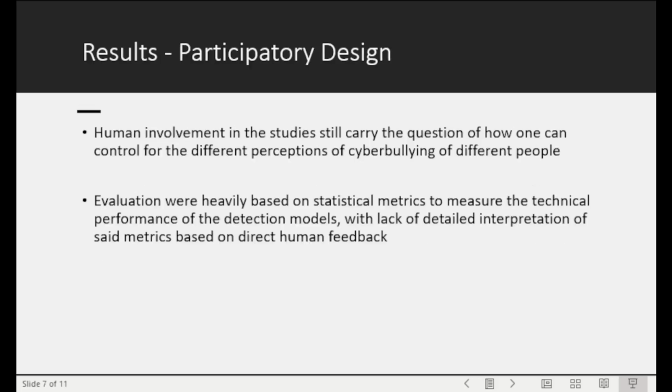Although there has been human involvement in the annotation process of studies, there still remains the question of how researchers can control for the different perceptions of cyberbullying of different people. For instance, the authors of the posts being labeled, the targeted victims, the bystander social media users, community members or moderators, or the platform managers, given the subjectivity of the experience and the diversity of humans who are involved in or impacted by cyberbullying. Importantly, the annotation guidelines in most papers do not thoroughly account for how the life experiences of the annotators could influence what and how they annotate.